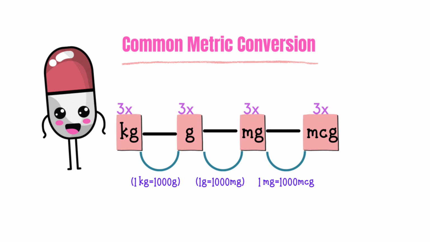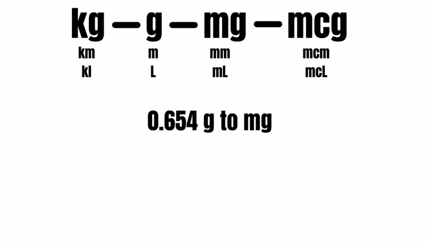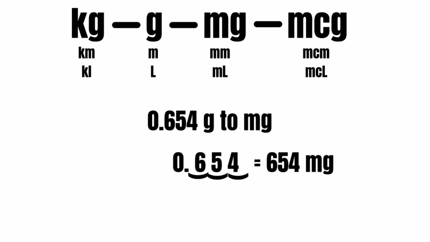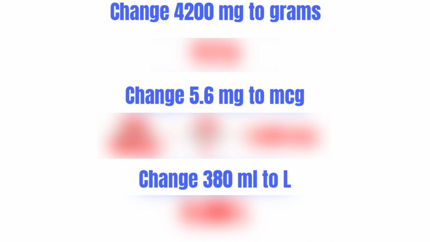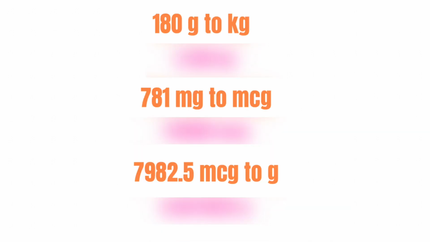Say I have 0.654 and I want to go from grams to milligrams. I'm going to go to where my decimal point is and move it 3 places to the right, and it'll give me 654 milligrams. Now here are some other examples. You want to just pause this video and get the answers in the next clip.